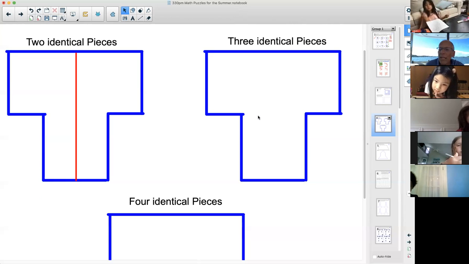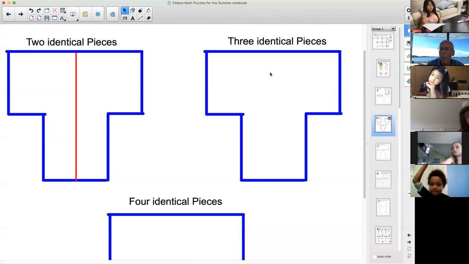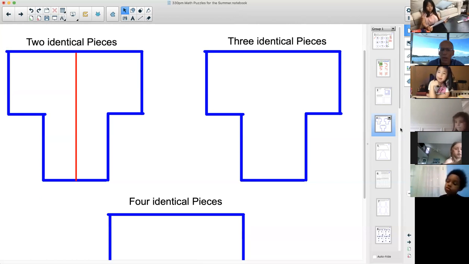Now, who thinks they can solve the 3 identical pieces? And I'm going to start with you, Alice. The same as Valerie. Oh, nice job. How about you, Jackson?